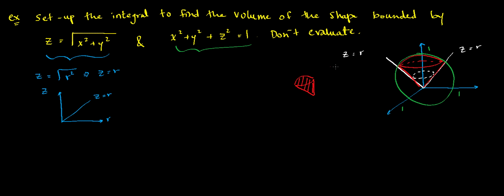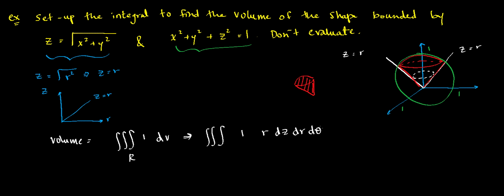Okay, so since the projection of the shape on the xy plane is going to be a circle, it's probably going to be a good idea to find the volume of the shape using cylindrical coordinates. So we know that the volume is equal to the triple integral over the region r, 1 dv. In cylindrical coordinates, that becomes 1 times r dz dr d theta.